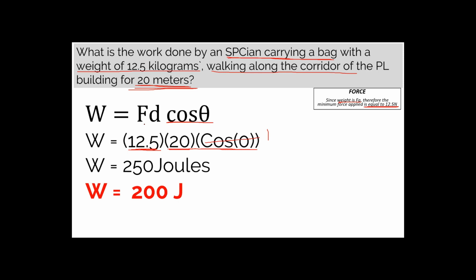So therefore, the work done by the student is equal to 200 joules. So that is the work done by the student.